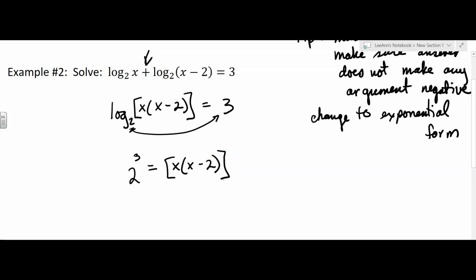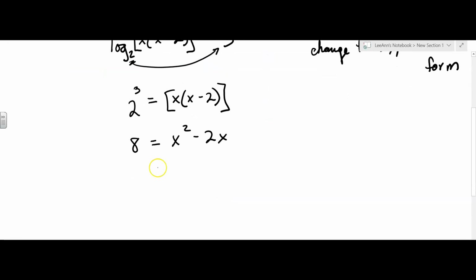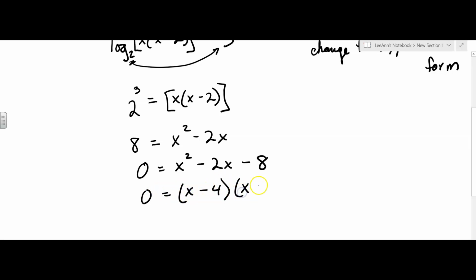Okay, well, we know what 2 cubed is. It's 8. And we know how to distribute, so we're going to get x squared minus 2x on the right-hand side. This is a quadratic equation. So subtract the 8. And this factors. You could use the quadratic formula if you wanted to, but it's going to factor nicely. And so I'm going to get two solutions. I'm going to get x equals 4 and x equals negative 2.